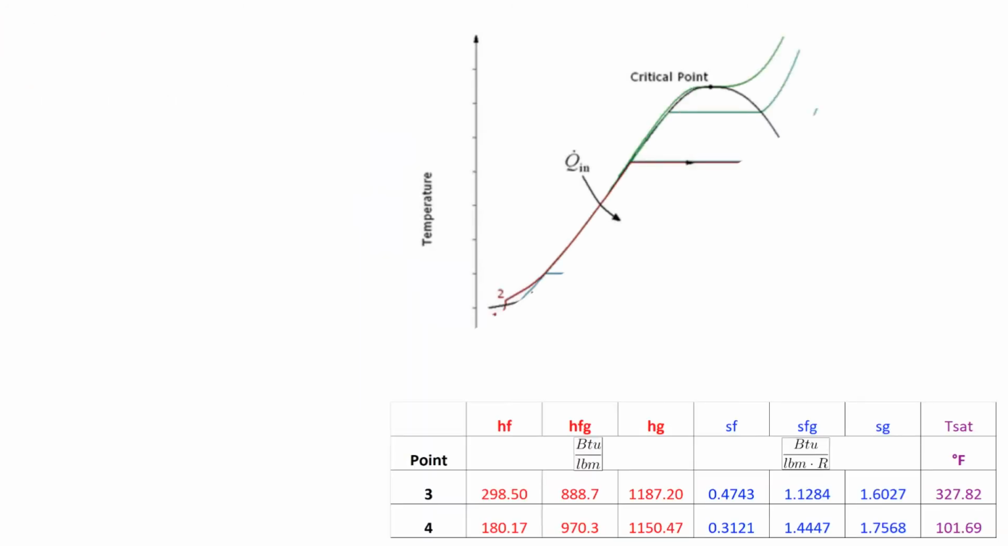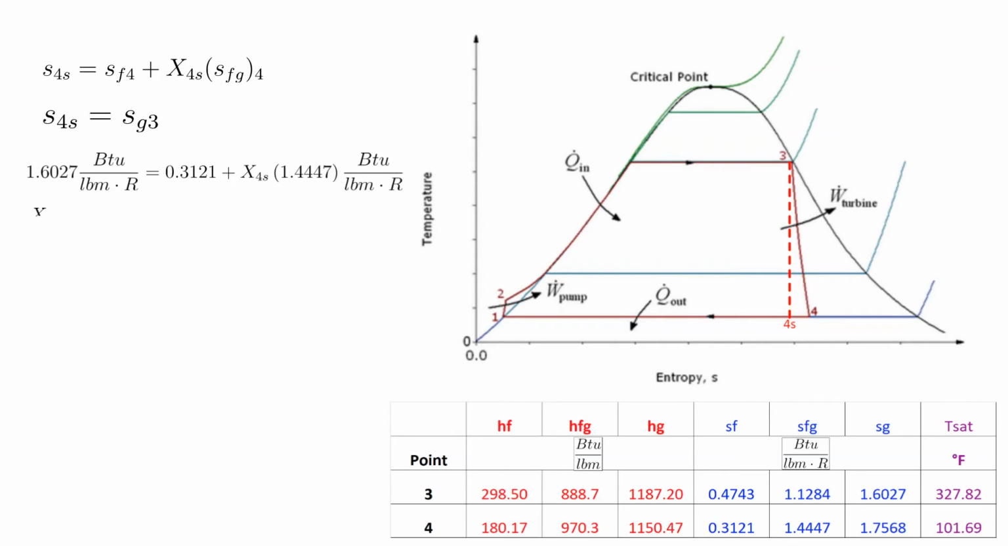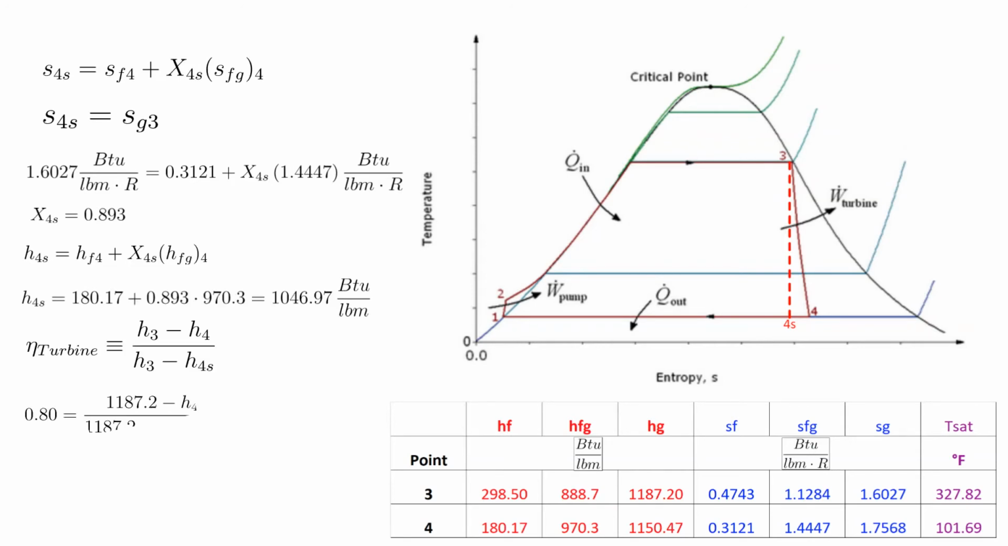Point 4S has been added to our TS diagram. The ideal turbine process is isentropic, therefore the entropy at point 3, which is known, is the same as the entropy at point 4S. Now we can use that to determine the quality at point 4S. That calculation is shown here. The quality at point 4S is equal to 0.893. With that, we can calculate the enthalpy at point 4S and substitute that back into the equation for turbine efficiency. Once we do that, we find that the enthalpy at point 4 is 1075 BTUs per pound mass.